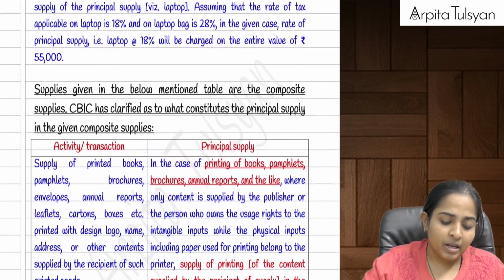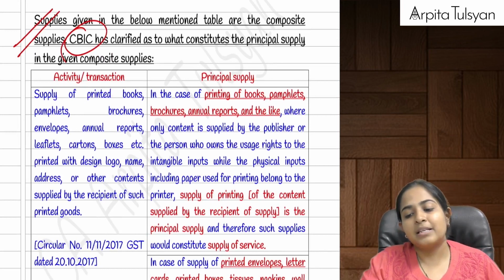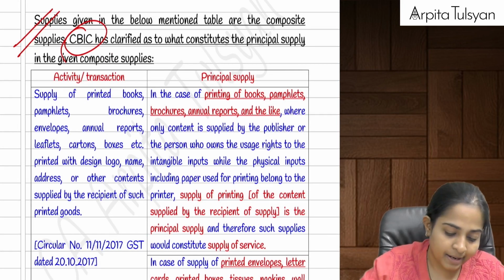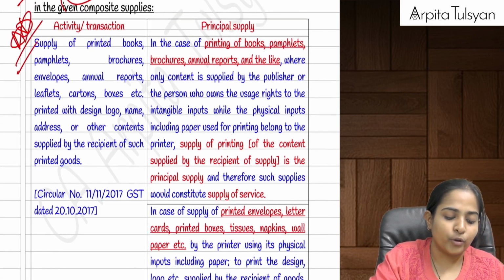Acha, now some clarifications. This is very, very important. The CBIC has given some clarification as to what is the principal supply, and this is mandatory. We have to follow this anyhow.